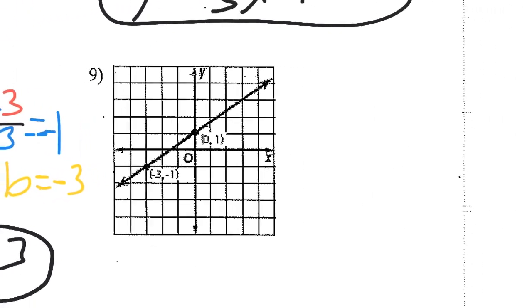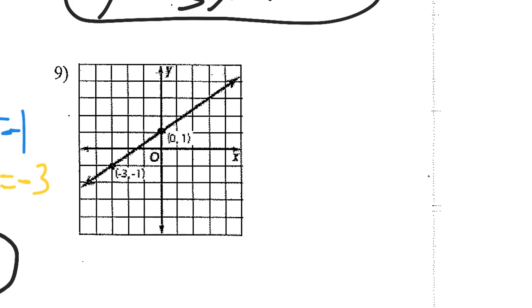Number 9, same thing. I'm going to look at my change of y first, and I'm going to look at my change of x. So my change of y was 2. My change of x was, looks like 1, 2, 3. And this is positive because it's going up from left to right.